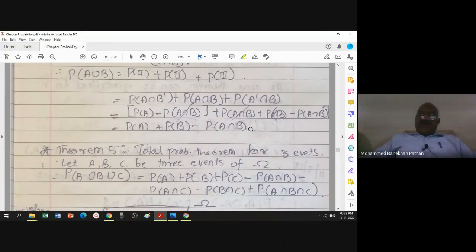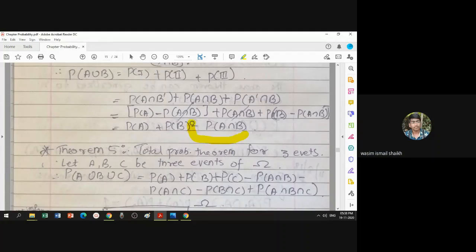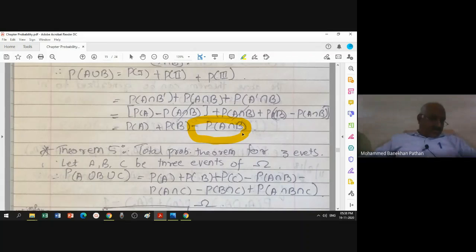If I drop करुण सर this part, सर आपकी आवाज नहीं आ रही. if I drop this, if I drop this part, now you getting everybody? Yes, sir.